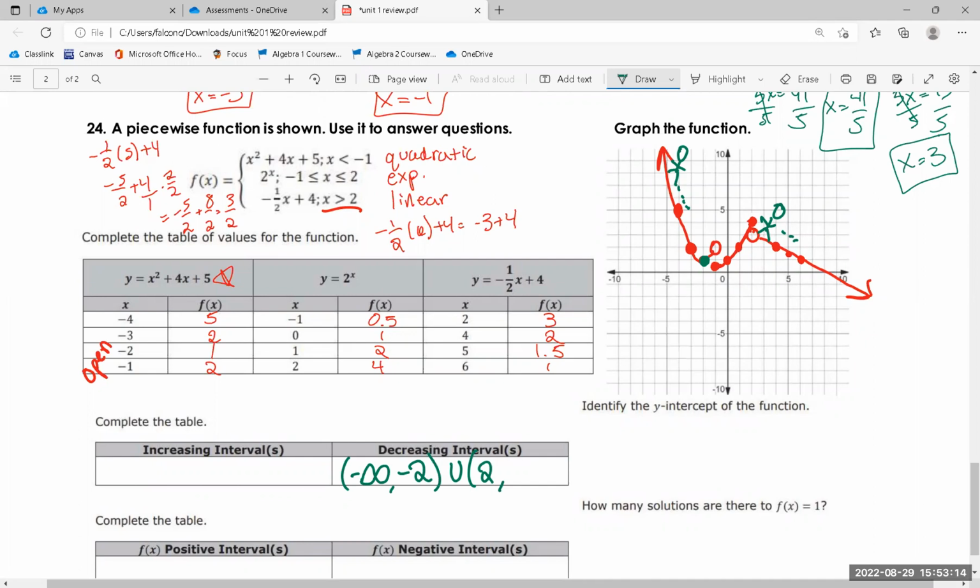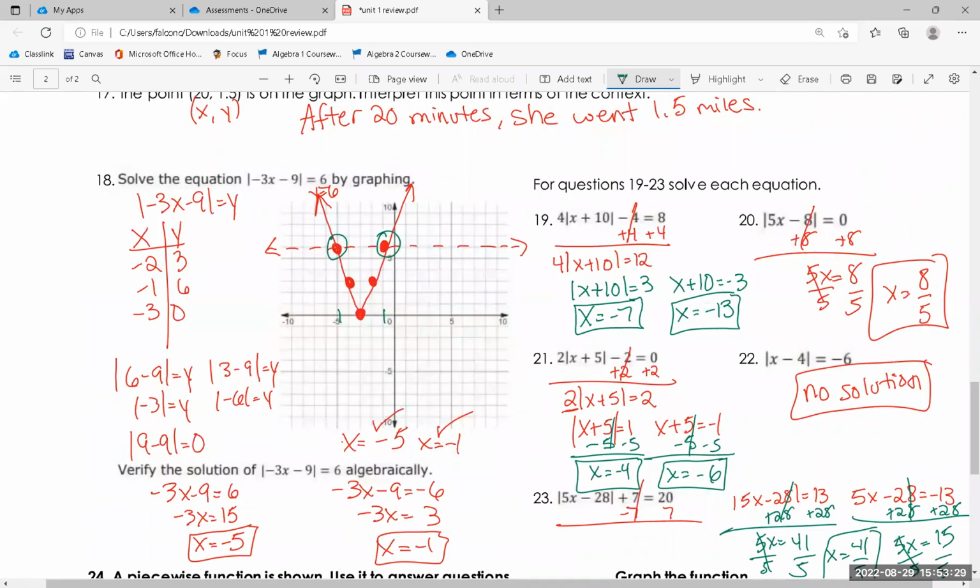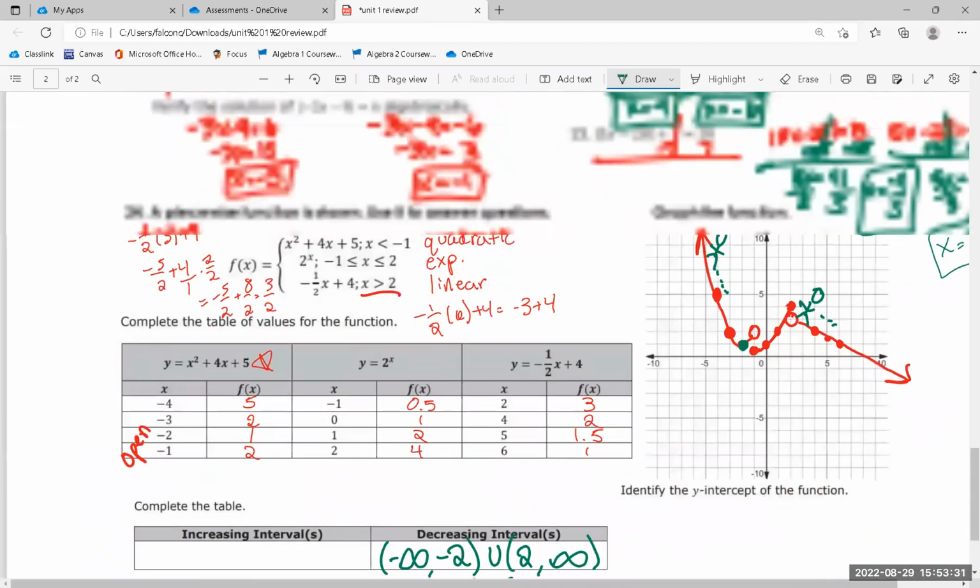And then it looks like that linear piece goes down and down forever and ever. So positive infinity. The x's are going to positive infinity. And we have parentheses at both of these, like -2 and 2, because if we look at our graph, whoops, I keep doing that, I'm sorry.